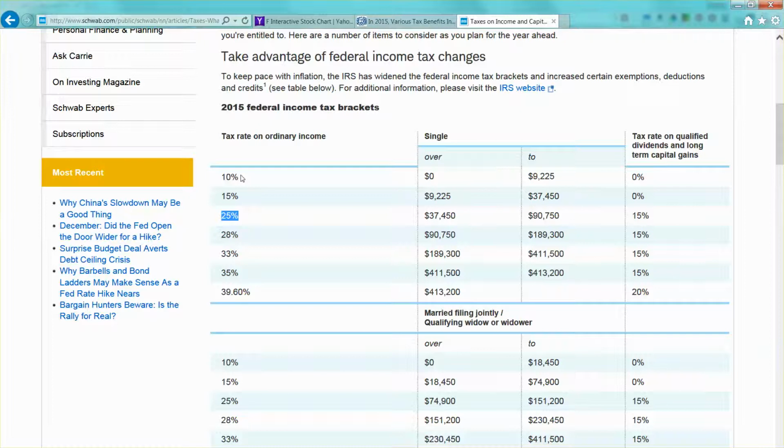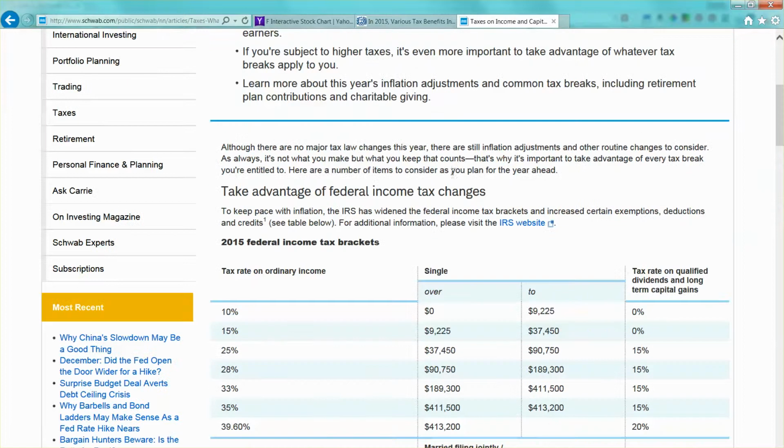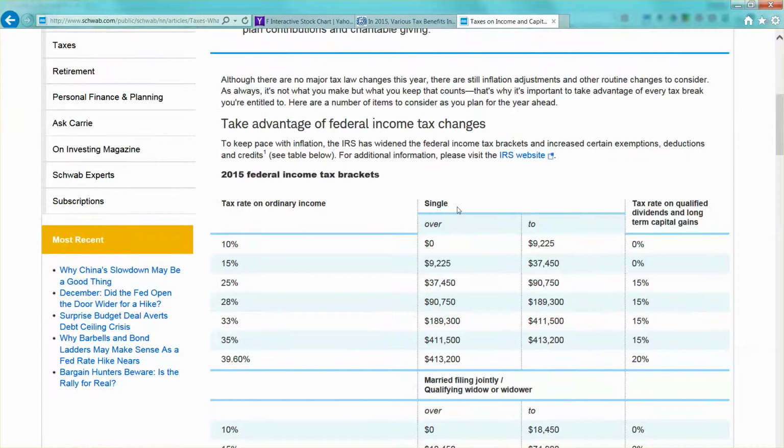So the US has what we call a progressive tax system. The rate that we pay on each dollar of income rises, going from a low of 10% to a high of 39.6%. And this is for a single individual. And you can see the rates in the column on the left are identical, but the dollar amounts that make up the brackets change if you're married filing jointly versus a single person. And again, there are different brackets for head of household and married filing individually.